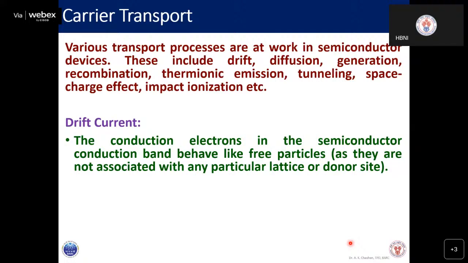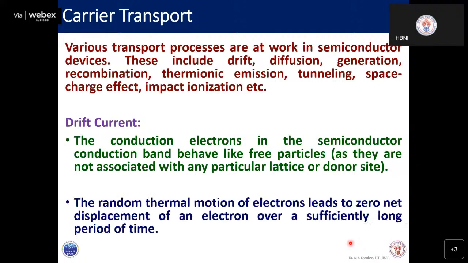Suppose it is in the valence band, and you apply a certain amount of voltage, and the energy is just above the valence band, in the forbidden region. It will not accept that energy.